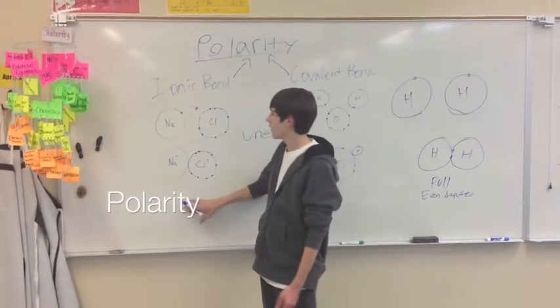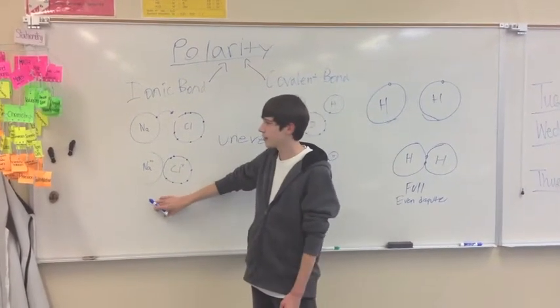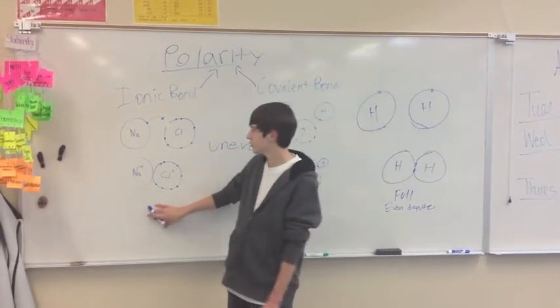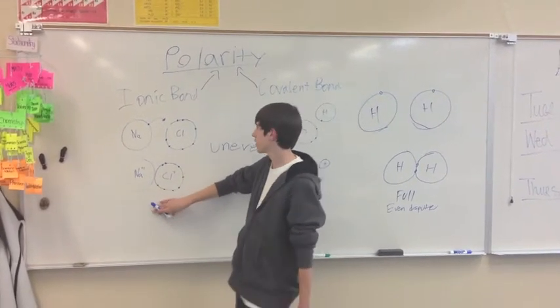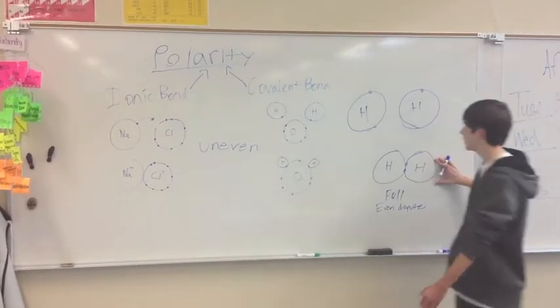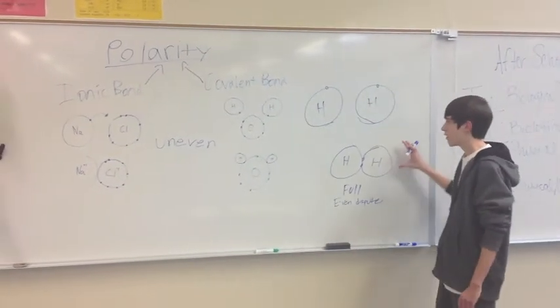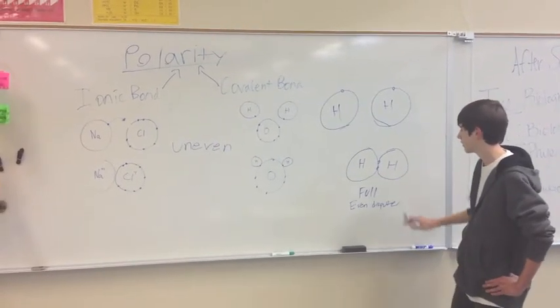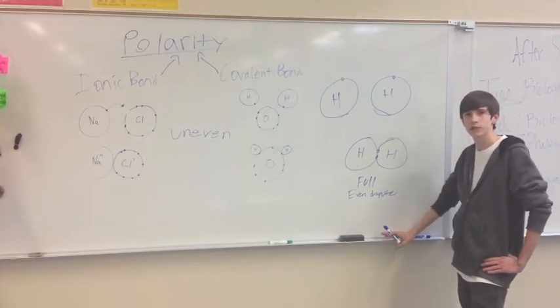Polarity is the strong bond that brings two elements together. It could either be polar or non-polar. Polar is when two elements are uneven with their valence electrons, but then over here with two hydrogens, they are nonpolar because they both have full valence electrons. So there's no dispute between the two elements.